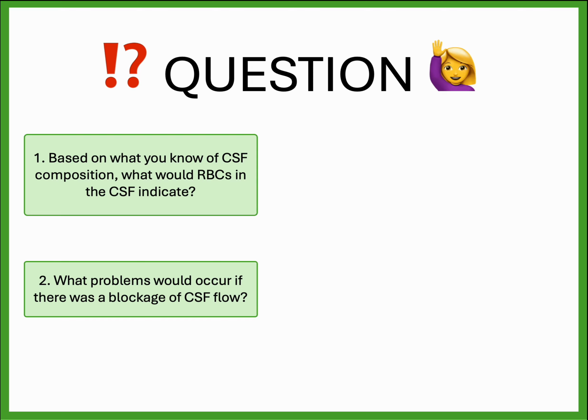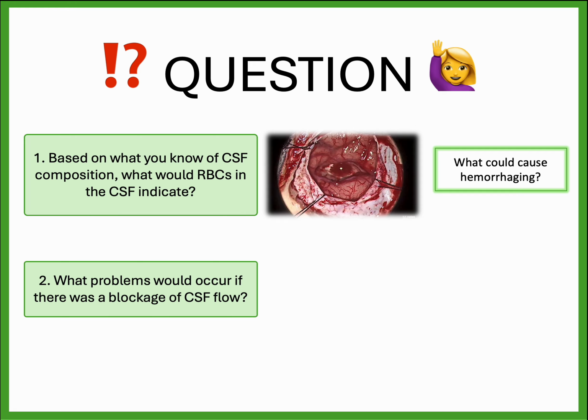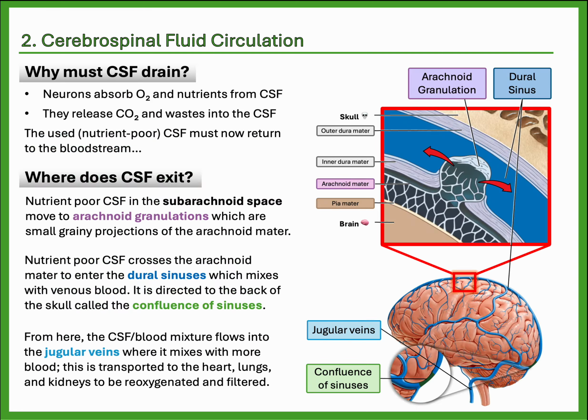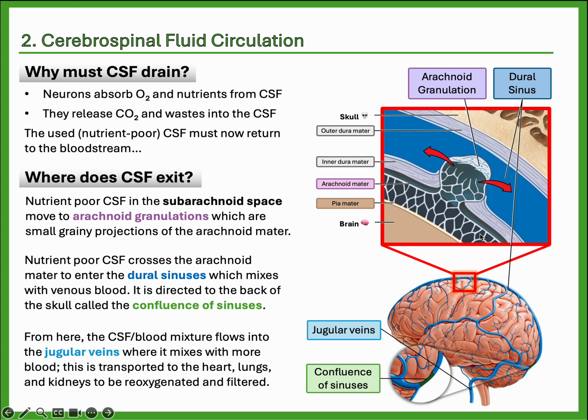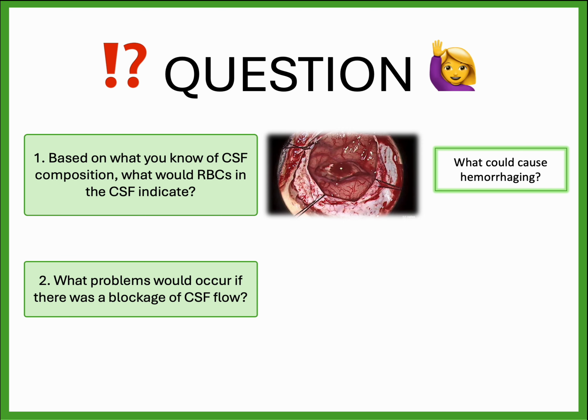So, based on what you know of CSF composition, what would red blood cells in the CSF indicate? Well, it would indicate that the blood-brain barrier is not working properly. If I go back over here, red blood cells should not be entering into the CSF. So there's some kind of breach in the blood-brain barrier. And a hemorrhage would not be good, right? What could cause hemorrhaging? If we break the meninges, we could have some kind of hemorrhaging happen.